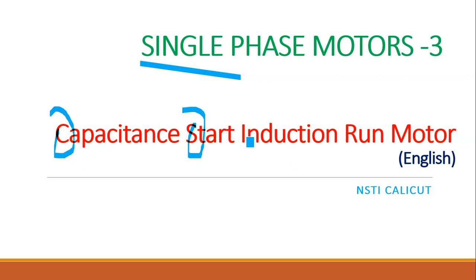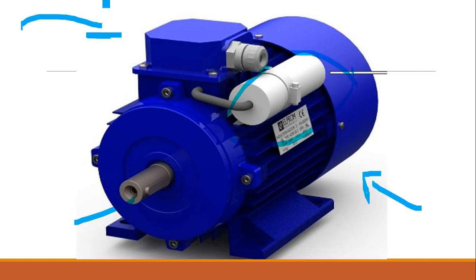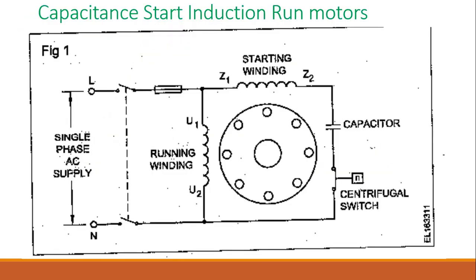Capacitor start induction run motor, or CSIR motor. Actually, the physical appearance will be almost like this. It's not mandatory that it should be like this, but generally it is. A capacitor will be there, and the body of the motor and terminals, and this is the outlook of the CSIR motor. And we'll be seeing the circuit.